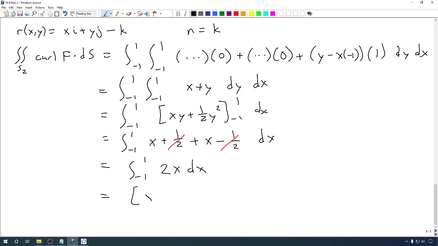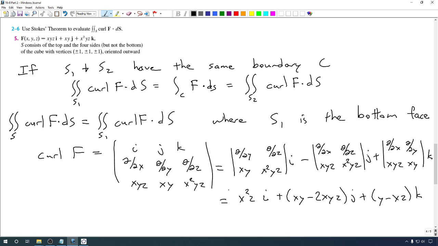The integral of 2x, of course, is x squared from negative 1 to 1. Plug in 1, we get 1. Plug in negative 1, we get 1, but we're subtracting it, and we get 0. So a lot of work just to get 0, but that's what they had for us. But the point here is not so much what the result is, but the fact that we don't have to use the more complicated surface if we can use a simpler one. If we can see a simpler surface to use, why not use that?